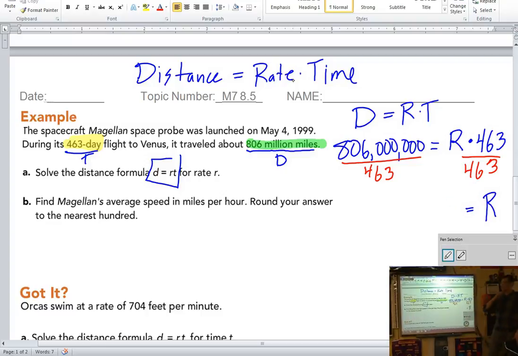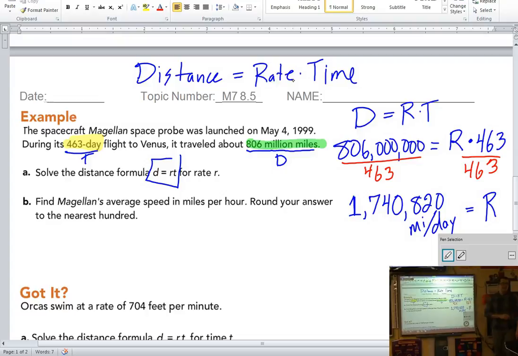So Reagan, you got it? Oh, I thought we were supposed to do MPH. Hold on, we're getting there. Isn't it 1,740,000? Yeah, 1,740,800. So please label this as miles per day.